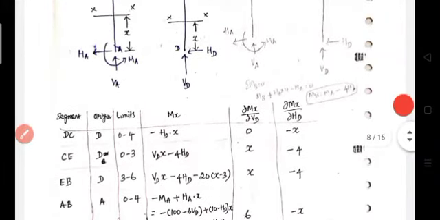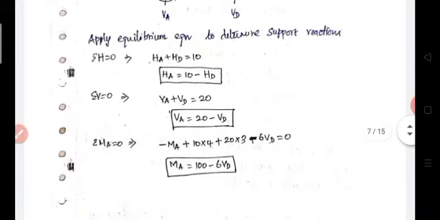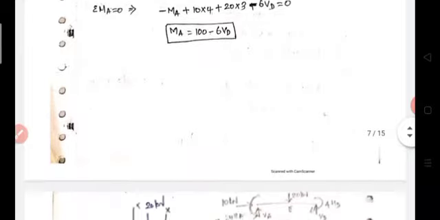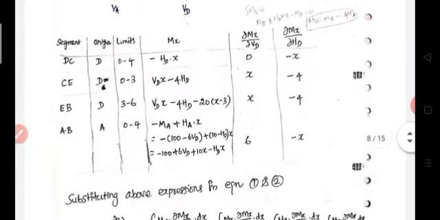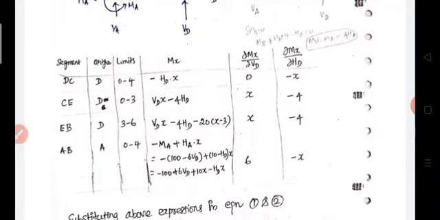Then substitute MA. We already determined the reactions: support moment MA is equal to 100 minus 6 VD, HA is equal to 10 minus HD, and VA is equal to 20 minus VD. So substitute these things. The final equation will be minus 100 plus 6 VD plus 10x minus HD into x.